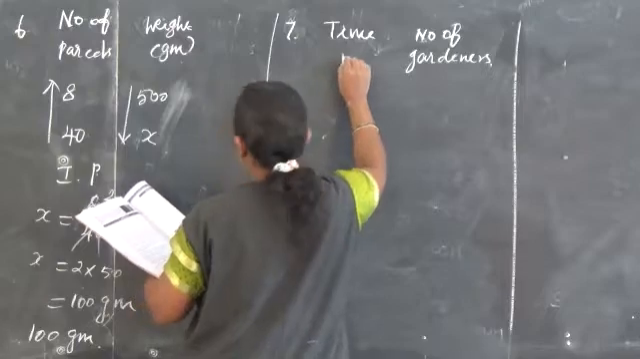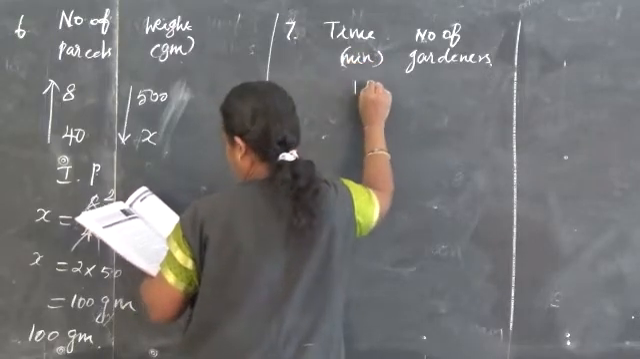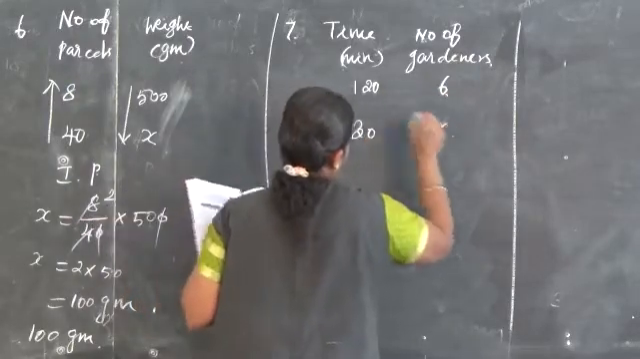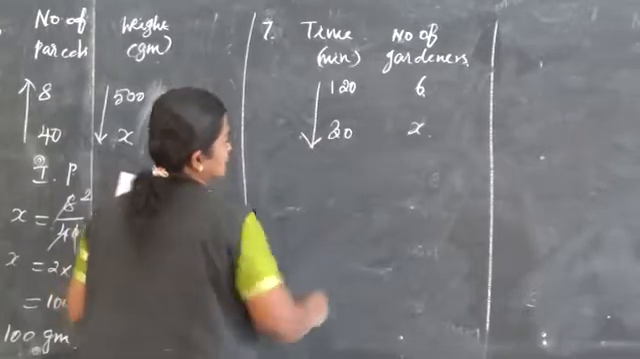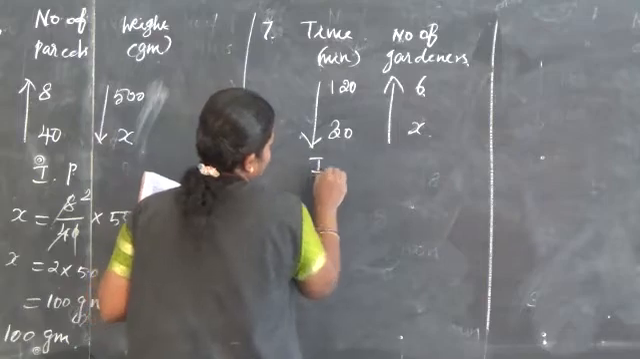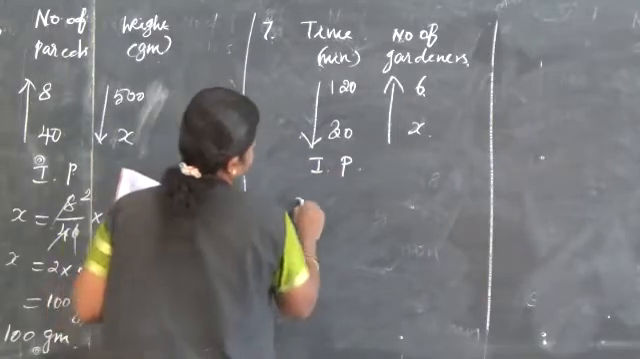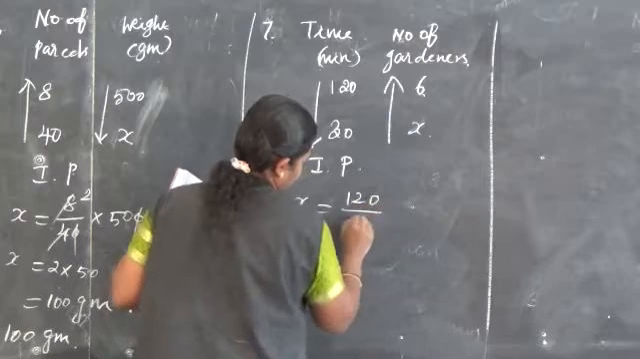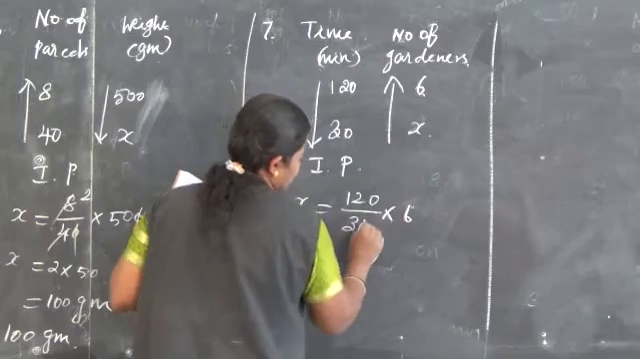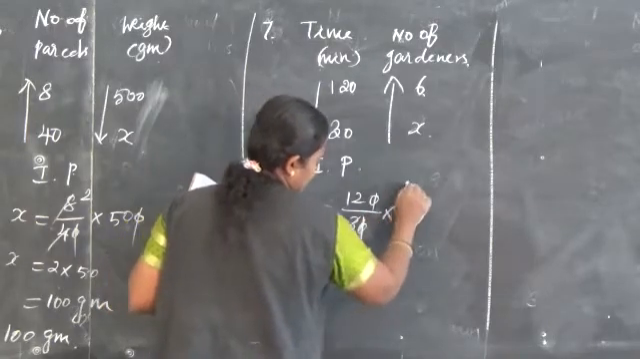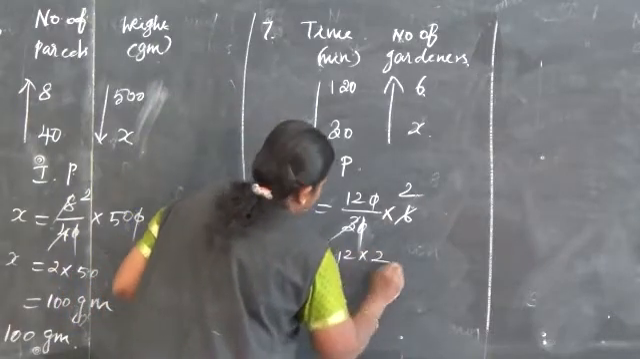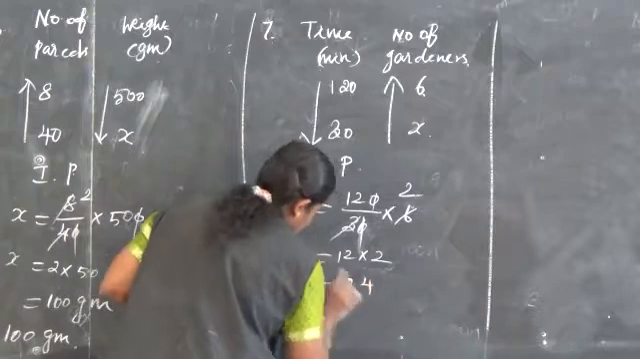Now time is in minutes. Here 120 minutes, 6 gardeners. 30 minutes, how many gardeners do we need? Here time is decreasing, so we need more gardeners, then only we can complete the work. So it is an inverse proportion. As it is, you should write 120 by 30 into 6. That is a clue, don't forget. 0, 0 cancel. Cancelling 6 by 3, you will get 2. So 12 into 2, we need 24 gardeners.